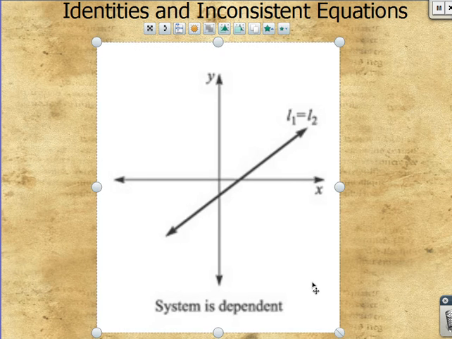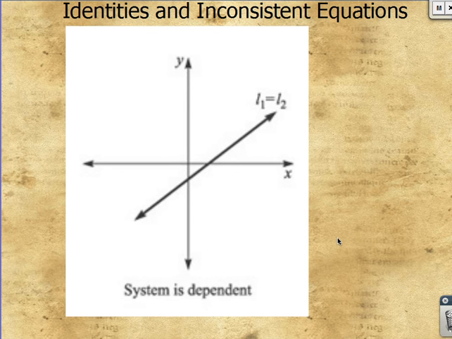And the last scenario, looks like you have one line. You don't. You have two lines right on top of each other. This system is what's called dependent. A while ago we had consistent, independent. Consistent means you have a solution. Independent means you have one solution. Independent means not dependent. So independent is one solution. Dependent is infinite solutions. You got one line, you got another line. Where do they cross? They cross everywhere. That means no matter what x value you plug into that system, it's going to make it equal.